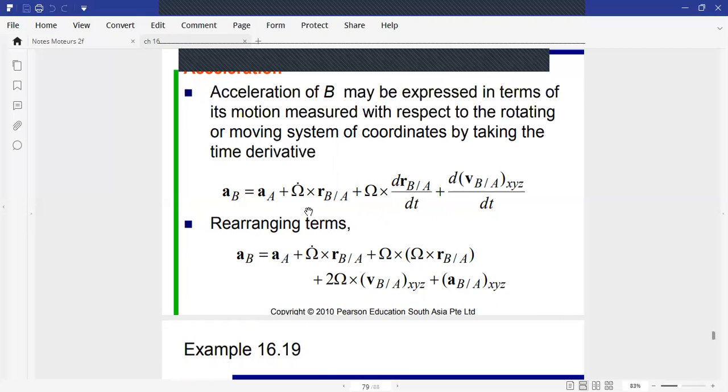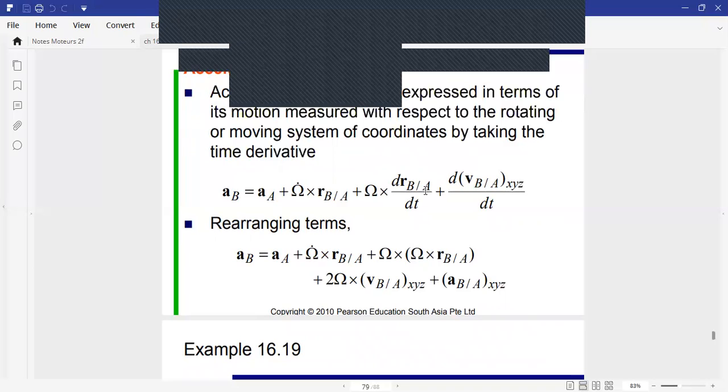So once you are deriving the velocity expression, you will end up, why is it complex here? Because we said when we derive a vector, okay, we should pay attention if the unit vectors are changing. And we said that RB relative to A is expressed in small i, small j.